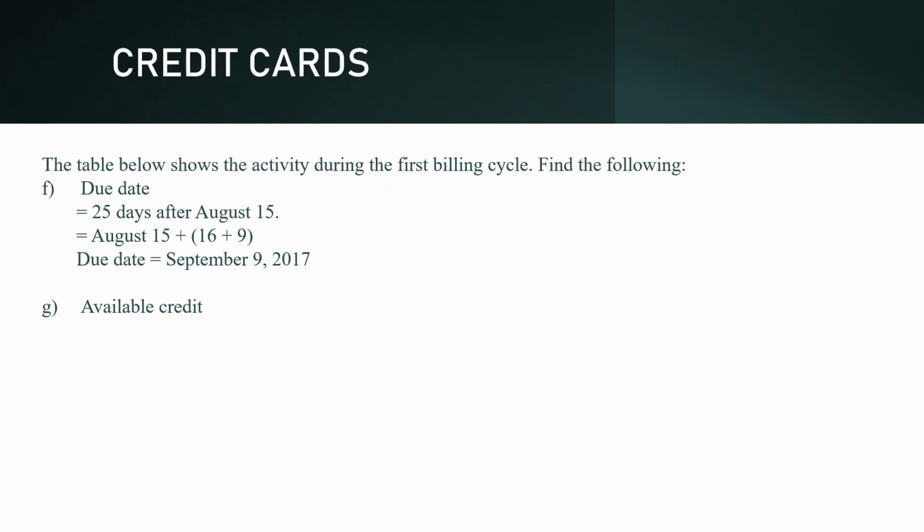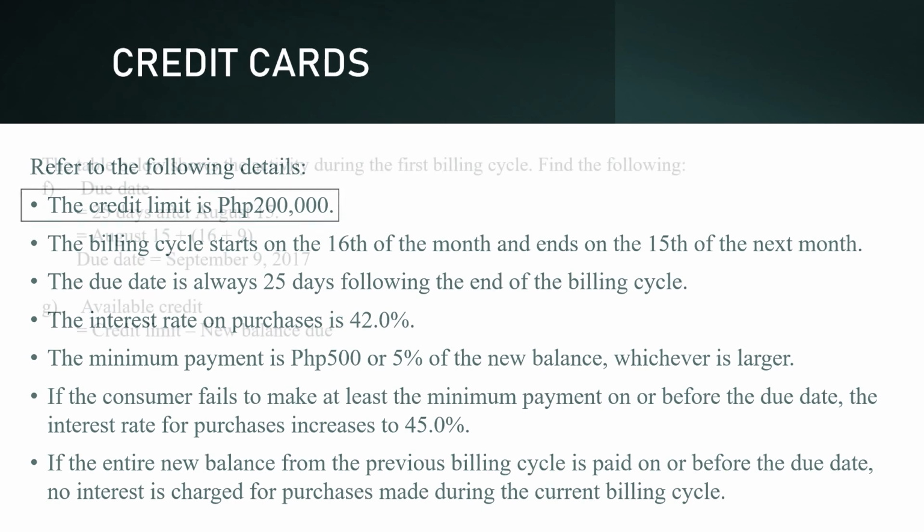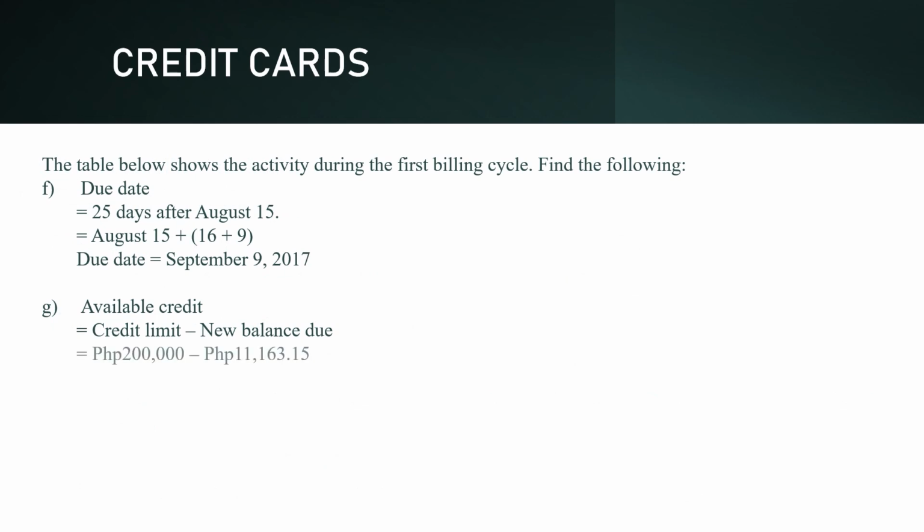Lastly, to solve G, we'll need to subtract our new balance due from our credit limit. And through seeing the details again, we can see that our credit limit is 200,000 pesos. So, subtracting 11,163.15 gives us an updated available credit of 188,836.85 pesos.